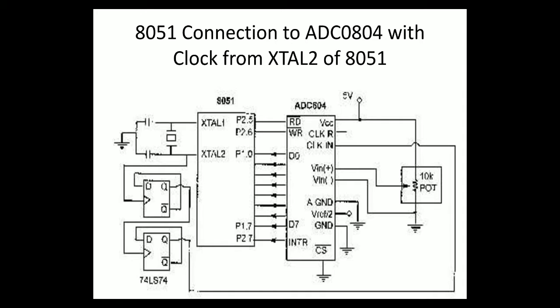Now you can observe some minor changes which have happened. The clock in and clock R are now not connected by a resistor and a capacitor. Instead of that, the clock R is made open and clock in is now connected to the output of a D latch or D flip flop.